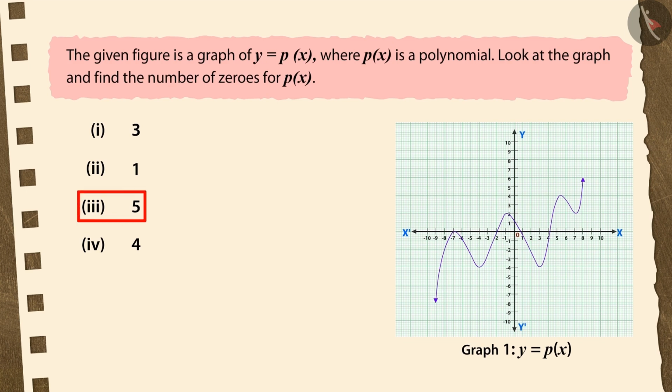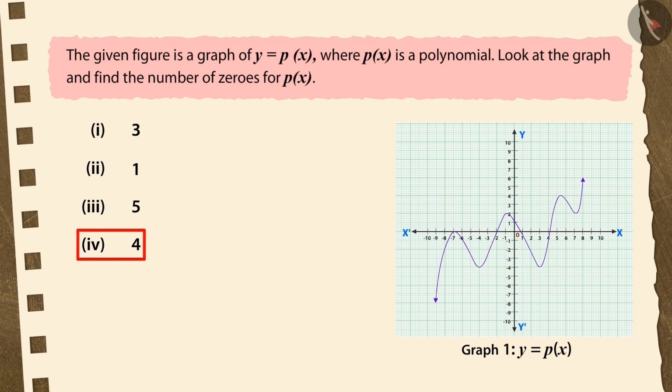If you have chosen the third option, that too is not correct. Along with the points of intersection on the x-axis, you have also counted the point of intersection on the y-axis. Recall that the number of zeros of a polynomial is equal to the number of points intersecting the x-axis of the graph of that polynomial.